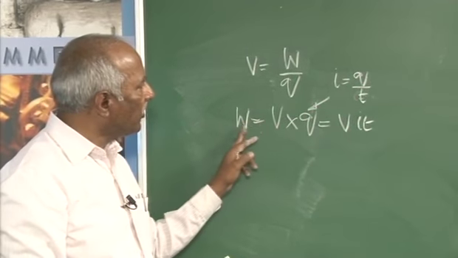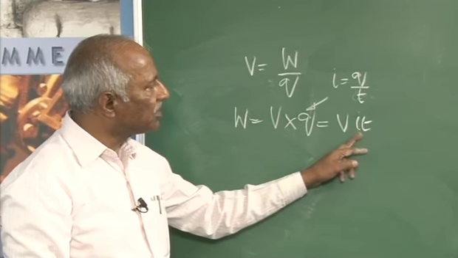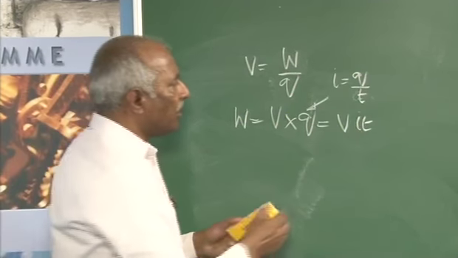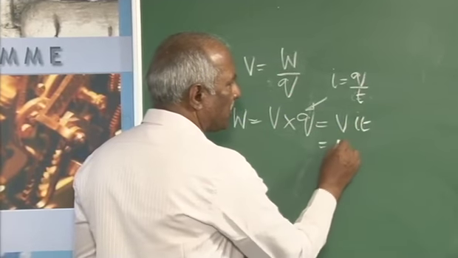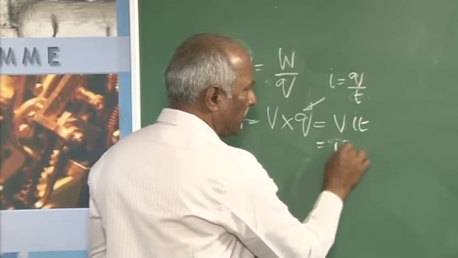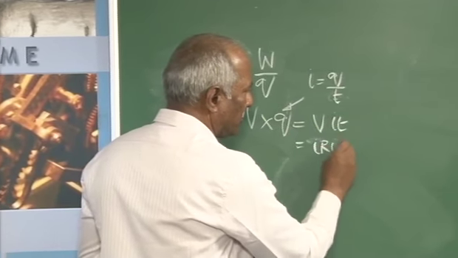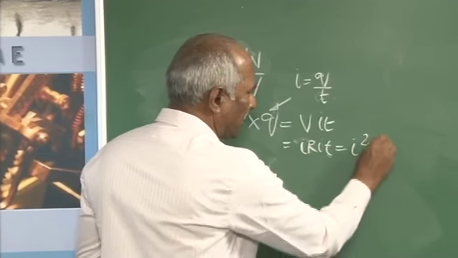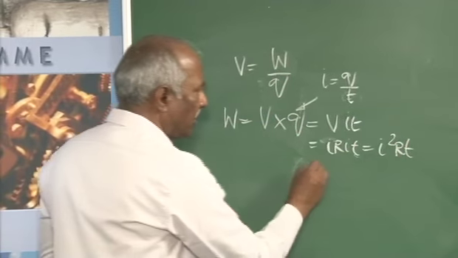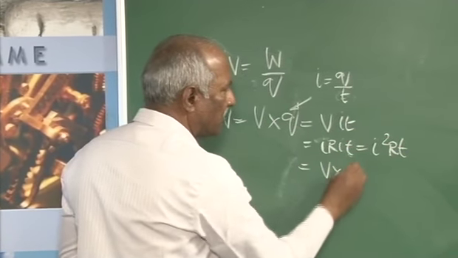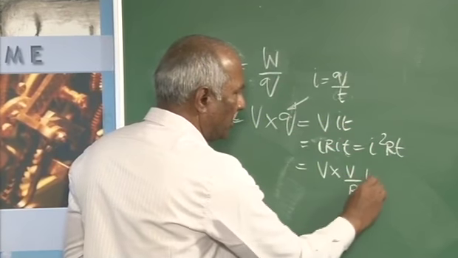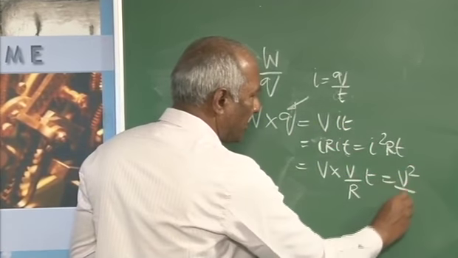Therefore, W is equal to V into Q, where Q is replaced by IT. According to Ohm's law, V is equal to IR, so W is IR into IT, that comes to I square RT. Or, taking I as equal to V by R, it will be V square by R into T.